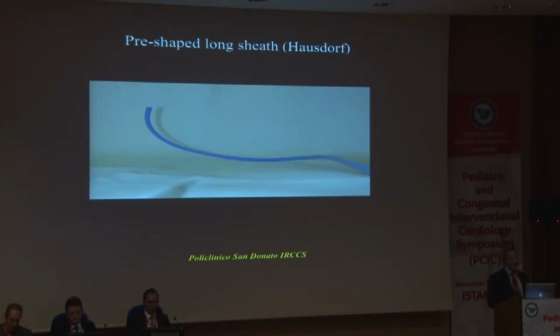Just to finish up, there is the use of a pre-shaped sheath, the Hausdorf sheath with a double curve, or there are also steerable sheaths available on the market now that can be useful to avoid slipping of the device through the defect. So there are several possibilities to avoid these technical complications. So virtually in almost all patients with deficient anterior rim, provided that the defect is not huge, we can put the device successfully.